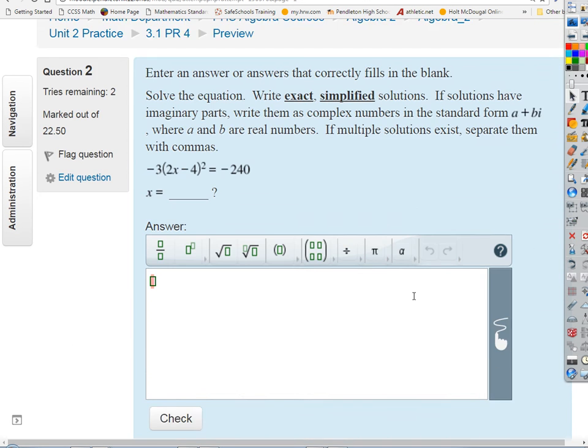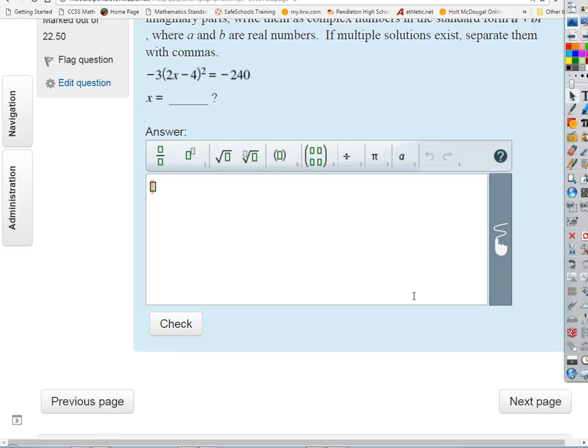Okay, maybe a tiny bit harder. What about this time? Okay, I'm going to reverse order of operations again. So the first thing I'm going to do outside of parentheses is I've got to undo multiplying by negative 3. So I'm going to divide each side by negative 3. And that's going to give me the quantity 2x minus 4 squared equals positive 80.